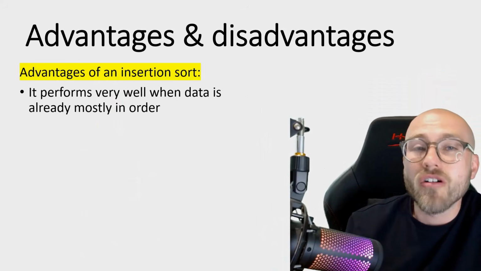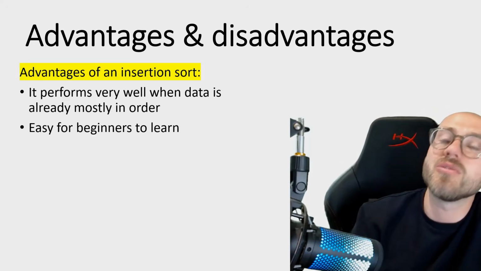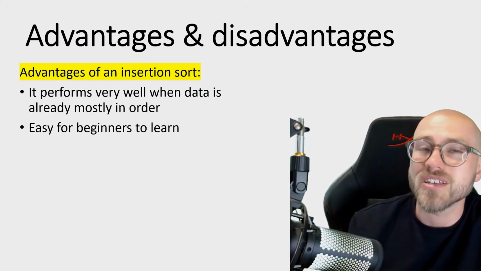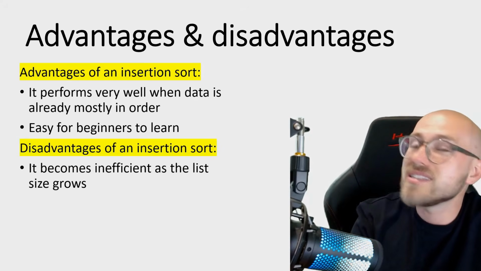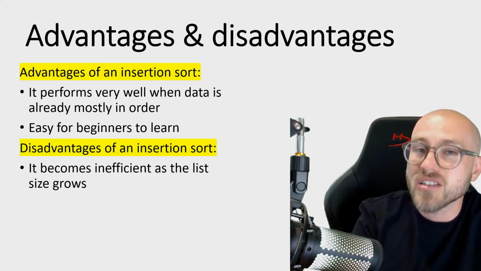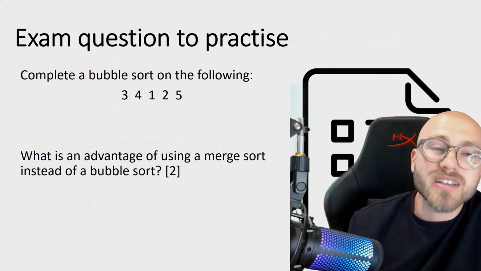So let's look at the advantages and disadvantages of an insertion sort. So it performs very well when the data was already almost in order. It's also easy for beginners to learn how to code it. So disadvantages of an insertion sort include, if it's got a large list, it will start to become inefficient and slow down. We've got some questions to practice then on this topic.